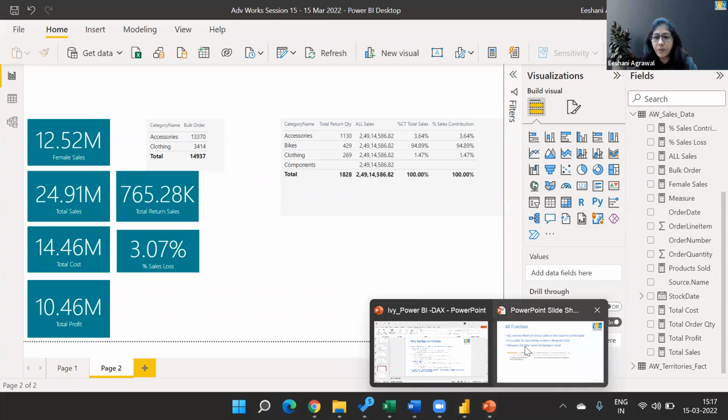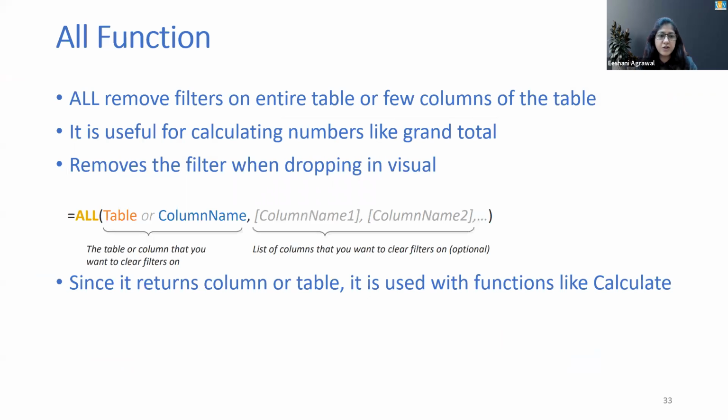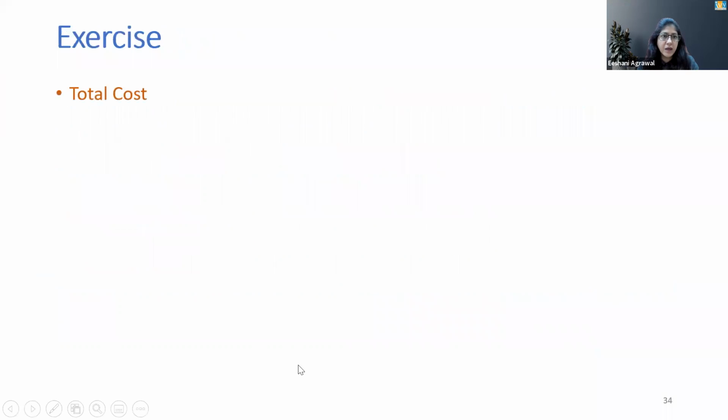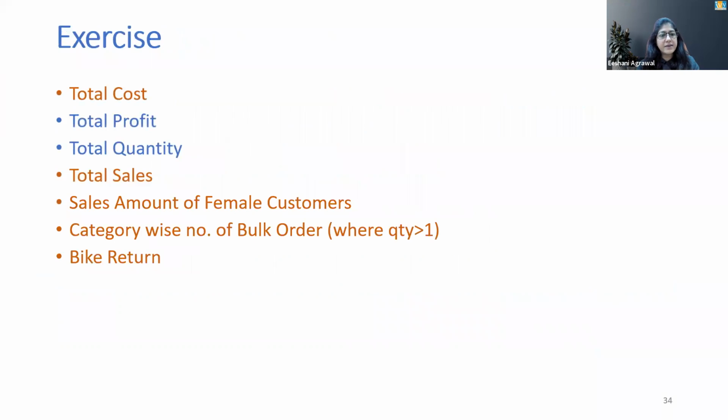Clear to everyone? What is the role of all? So since it returns a column or a table, it has to be used in functions like calculate. Example, over here, I have put AW total orders based on the sales, finding the total orders that we have. Okay, this you guys have already done.